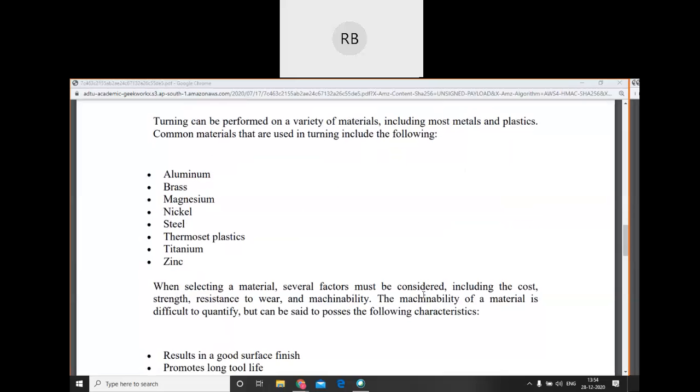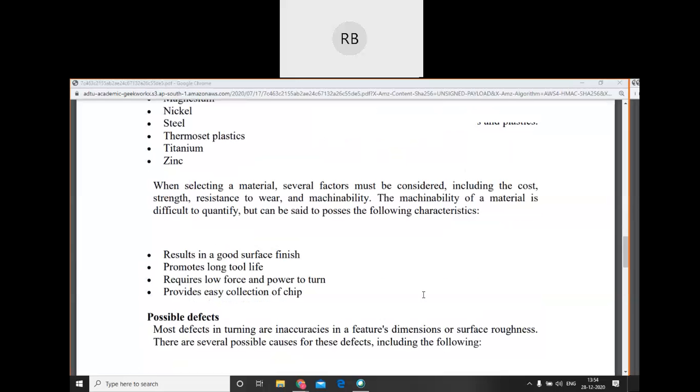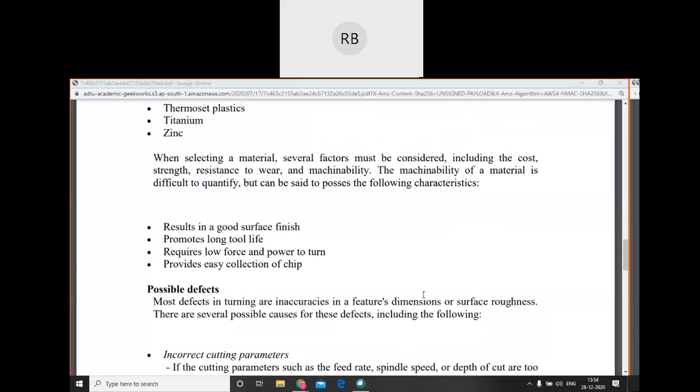Turning can be performed on a variety of materials, including most metals and plastics. Common materials that are used in turning include aluminum, brass, magnesium, nickel, steel, thermoset plastic, titanium, and zinc. When selecting a material, several factors must be considered, including the cost, strength, resistance to wear, and machinability.